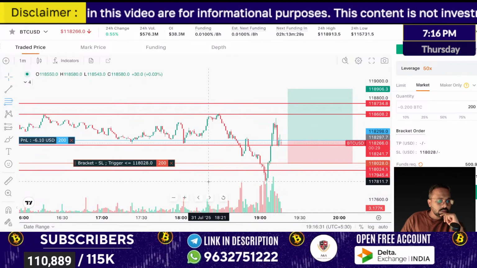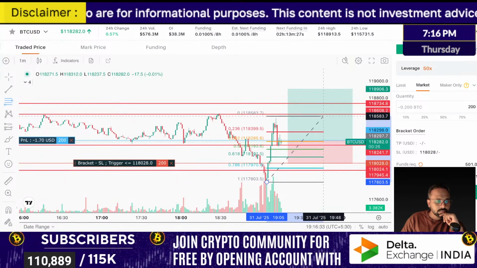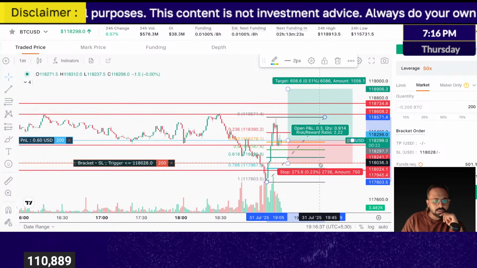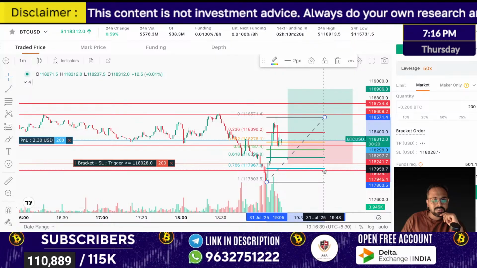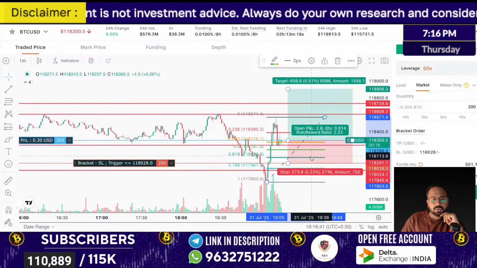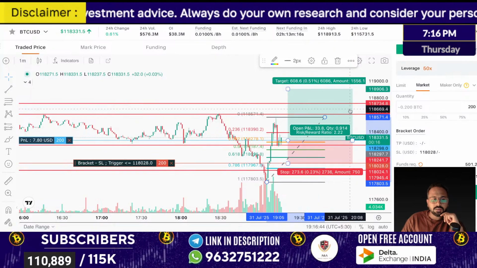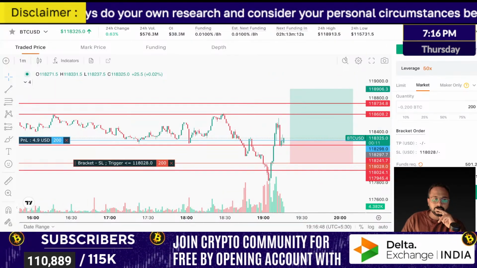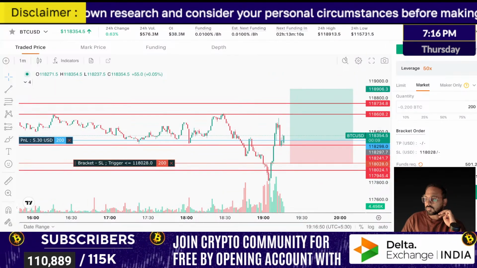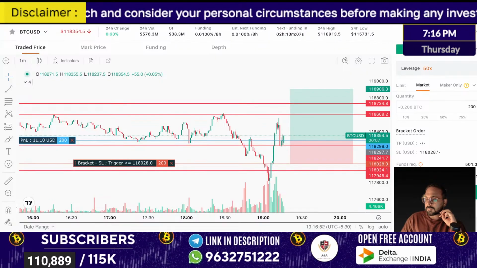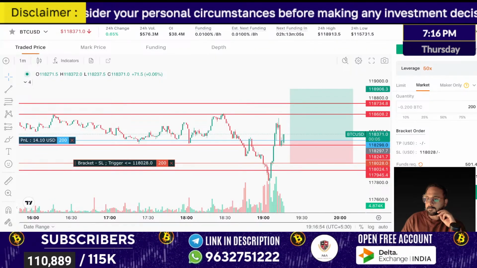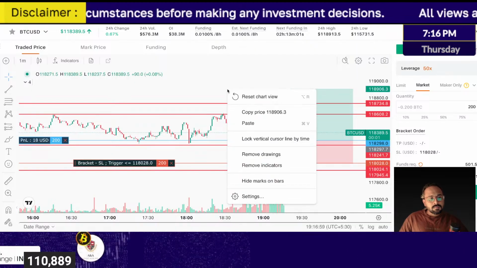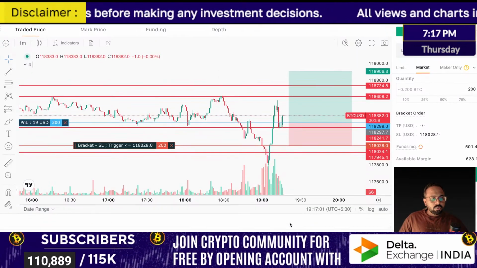To what level I have kept? Little below 618 level only I have placed the stop loss. If I keep stop loss near 786 level, it will be too far. So basically the zone is fine. So it was okay for the trade. Target zone.